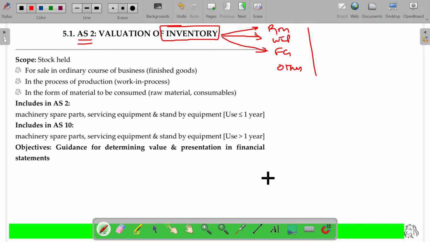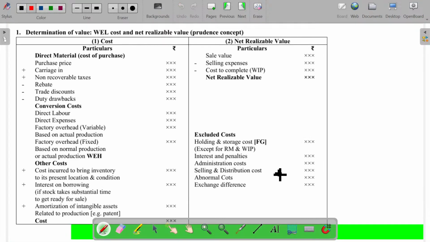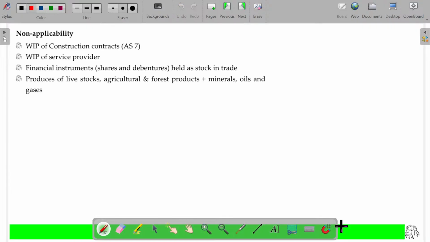How can we value the raw material, work in progress stock, finished goods stock, and other items? We'll see some illustration, and then the valuation is clearly given here. This is the format. I'll explain this format later on. Let's start with some illustrations. So once we cover the illustration, then we'll summarize that as a theory later on.